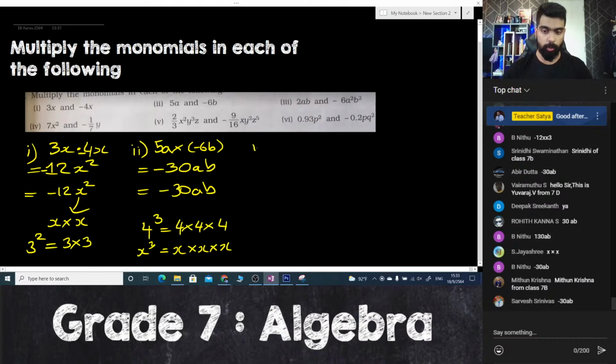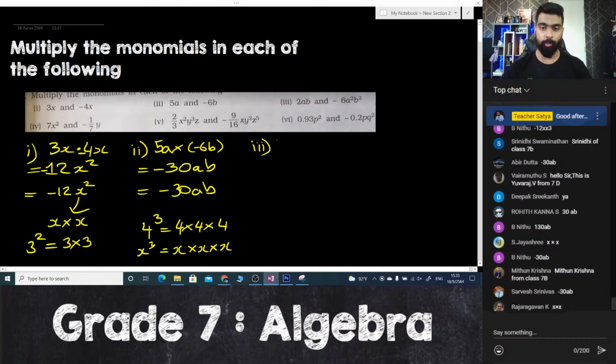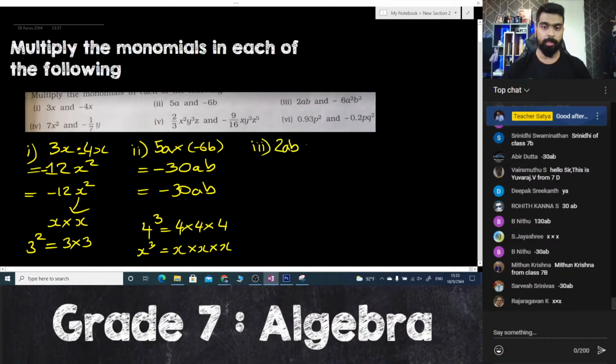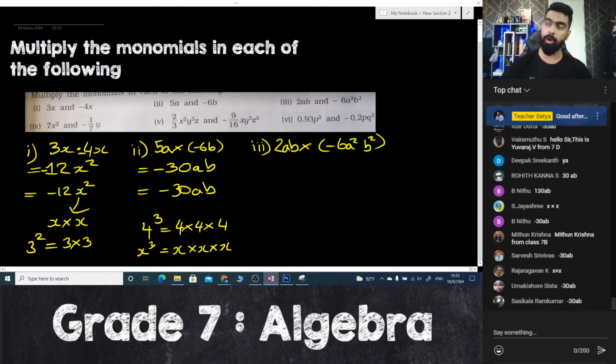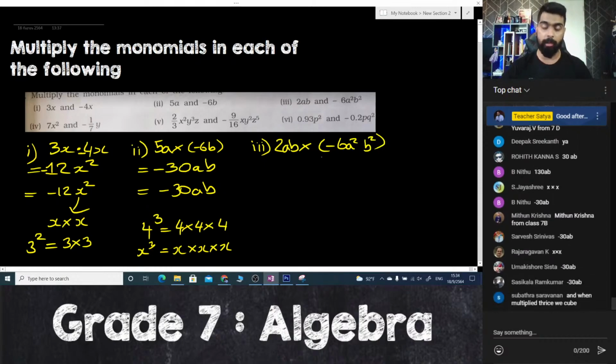Now let us go to question number 3. So we have 2ab multiplied with negative 6a squared b squared. Now here it may get a bit complicated, but do not panic. Do not panic at all, right?